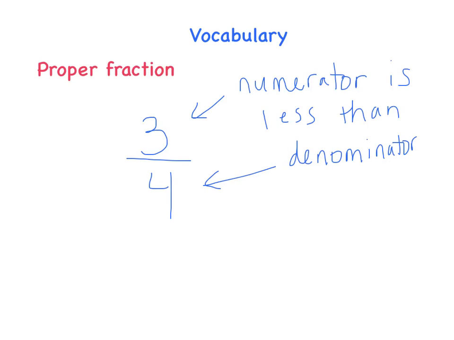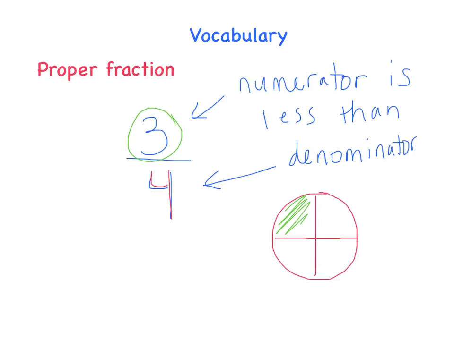And if we remember, the denominator tells us how many equal pieces are in each whole. So if we're drawing that out, here's my whole, and my denominator is a 4, then my whole is broken into 4 equal pieces. Well, if I look over at my numerator, the numerator is talking about what part of the whole I'm looking at. So in this case, it's looking at 3 equal parts of the whole.